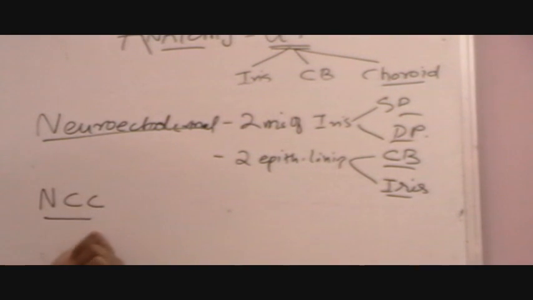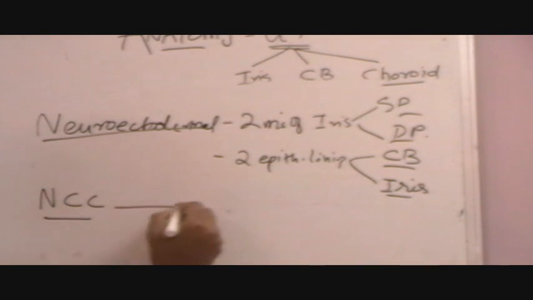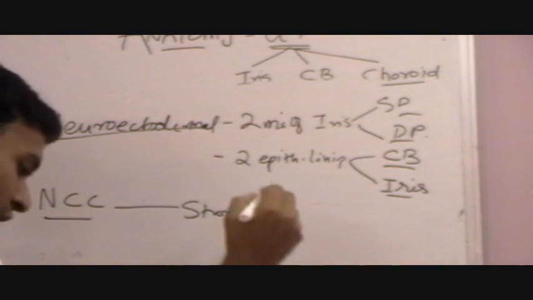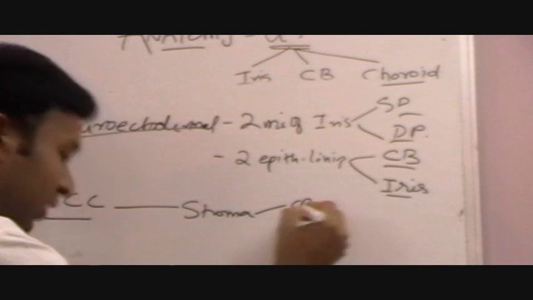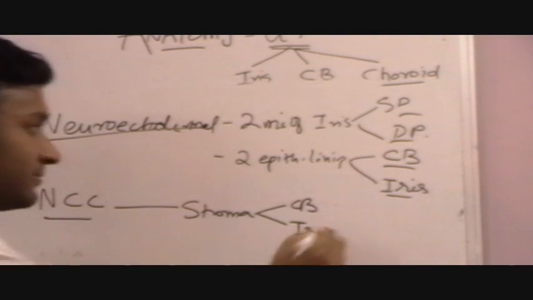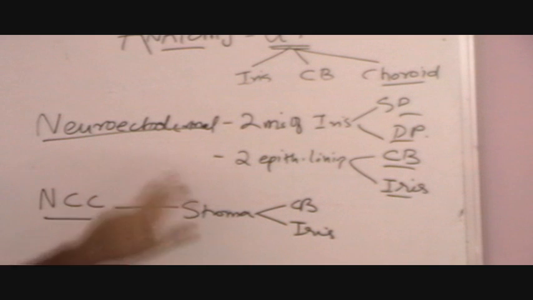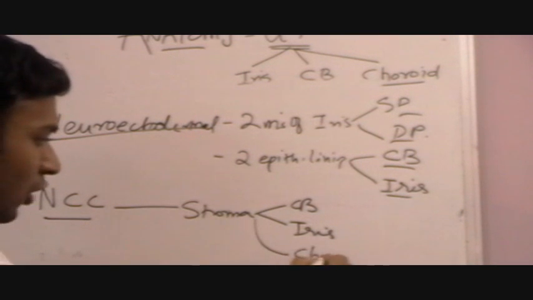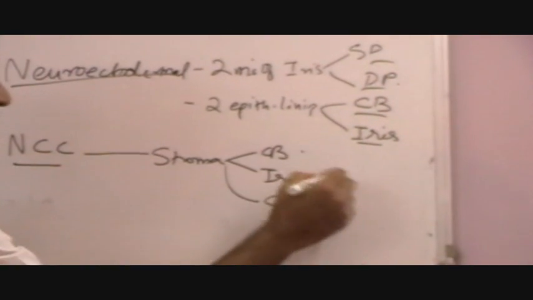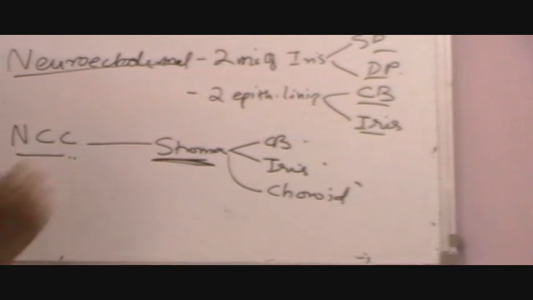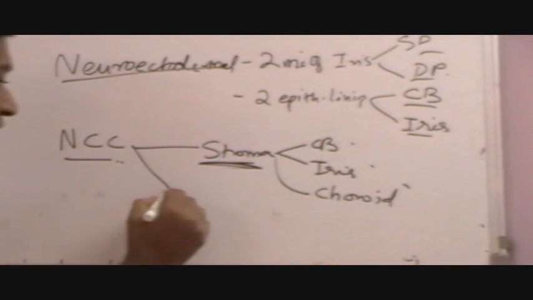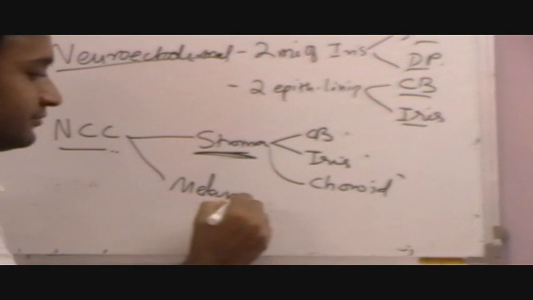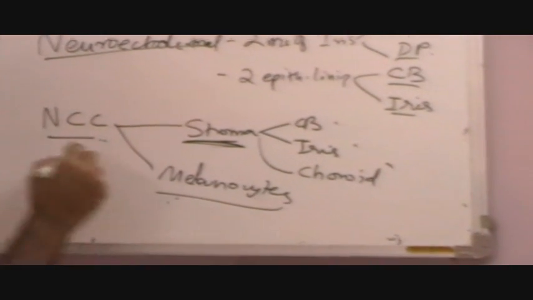Neural crest cell derivatives. Stroma. Stroma of what? Stroma of ciliary body. Stroma of iris. Epithelial lining is not included, whereas the stroma is from neural crest cells. The stroma, and also not just that, stroma of choroid. So the stroma of the uveal tract is from the neural crest cells. Melanocytes of uvea are from neural crest cells. This is the basic embryological aspect.